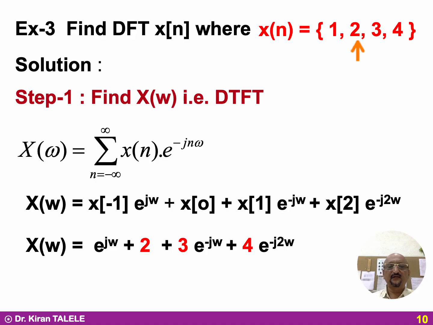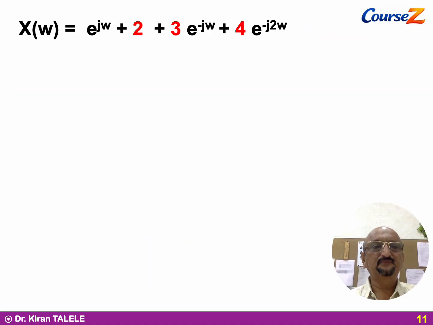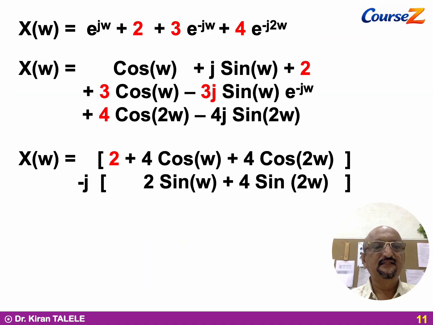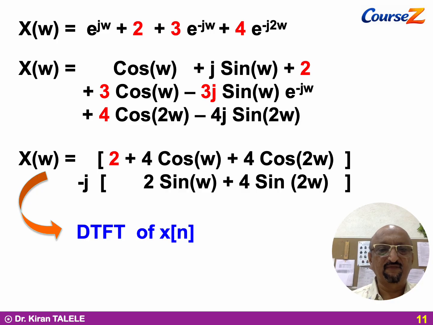We can simplify it further by replacing e raised to j omega by a cosine term and a sine term, that is in rectangular form. Once we do this, we'll get something like this. So x of omega is 2 plus 4 cos omega plus 4 cos 2 omega minus j outside 2 sin omega plus 4 sin 2 omega. This is the DTFT of x of n.